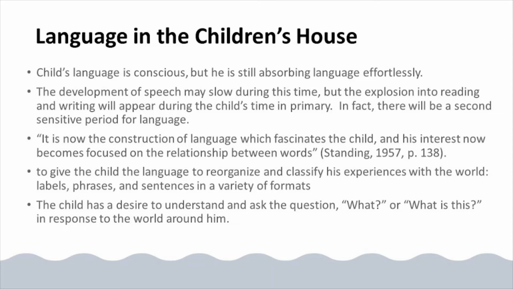So E.M. Standing said that it is now the construction of language, and I want to emphasize the word construction here, it is now the construction of language which fascinates the child. And his interest now becomes focused on the relationship between words. So remember how I said that a child around the ages of 12 to 24 months wants to know all about all these nouns. Their question is, what's this? What's that? You want to label everything. Well, as they get towards the end of that first plane of development, their interest changes to figuring out the relationship between words.